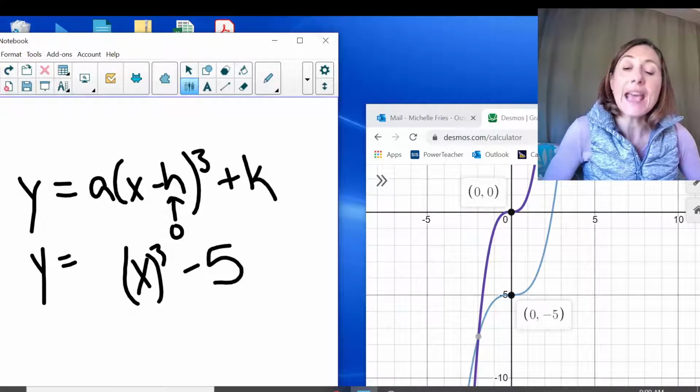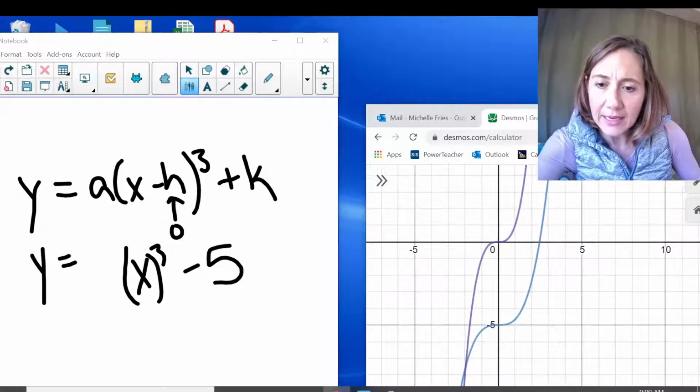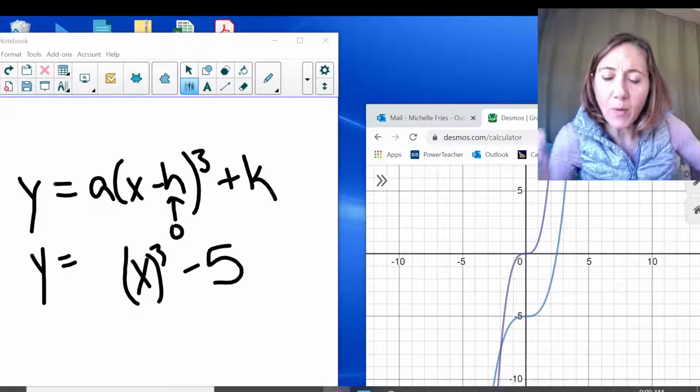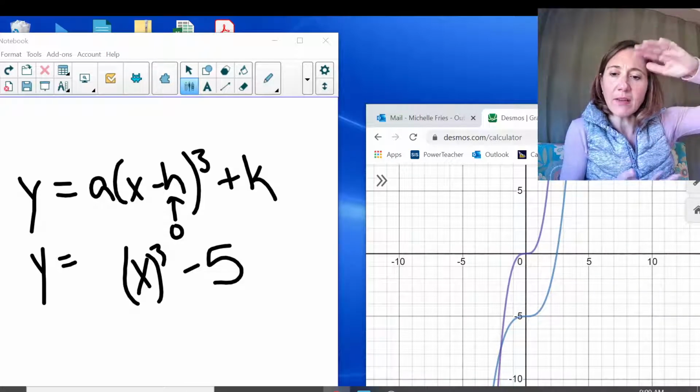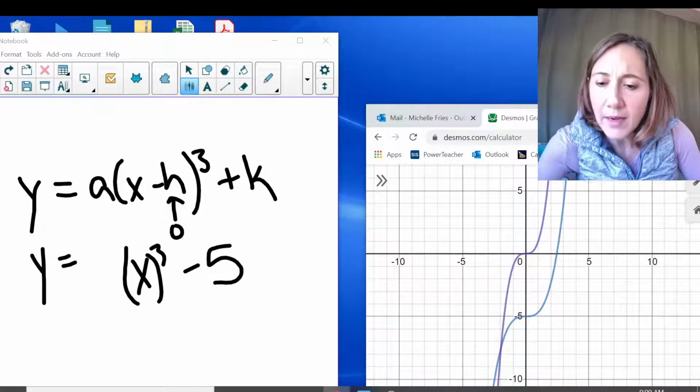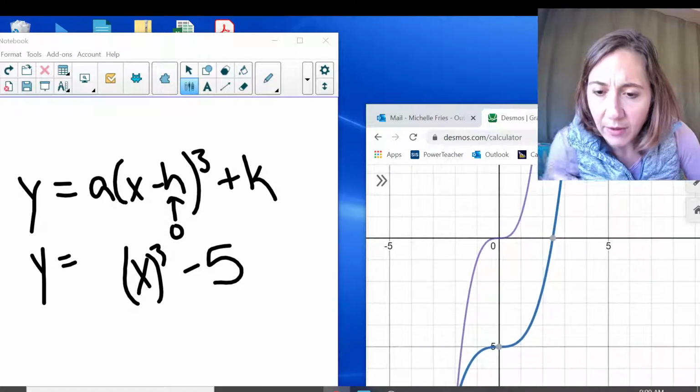Okay, now we have to figure out the a on this one. And if you look at these, can you tell that the blue one is flatter than the purple one? I hope you can see that it's a little flatter than the purple one. So let's look at the critical values here.